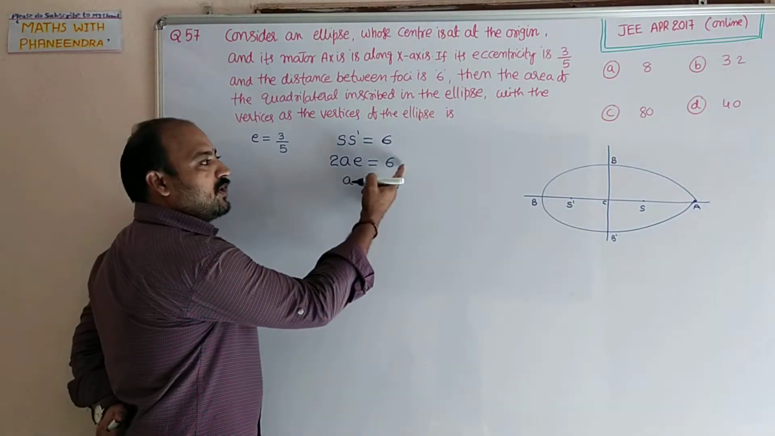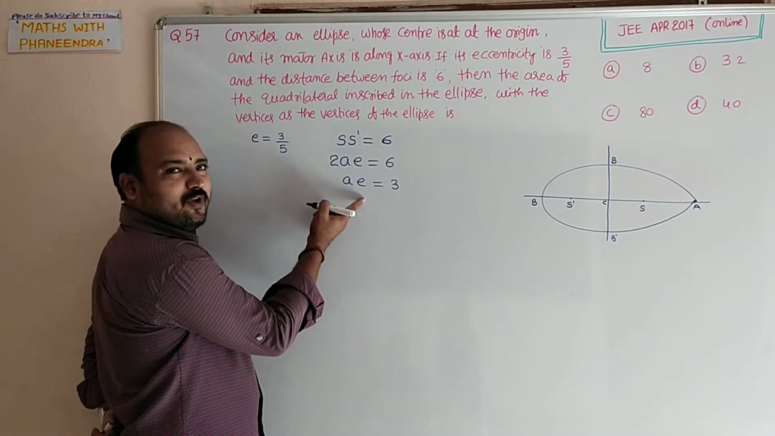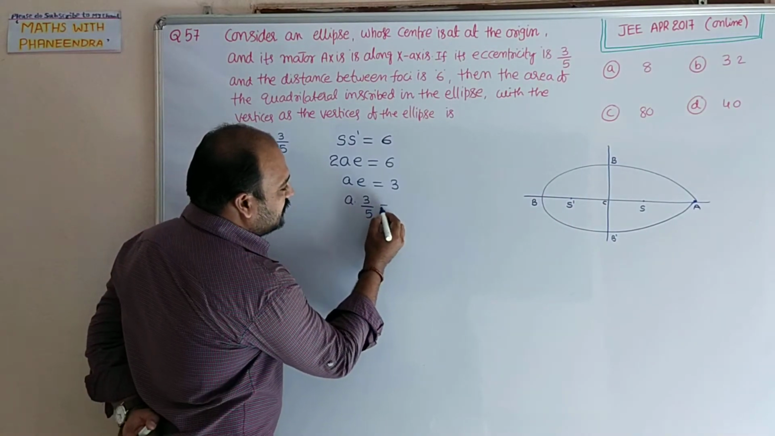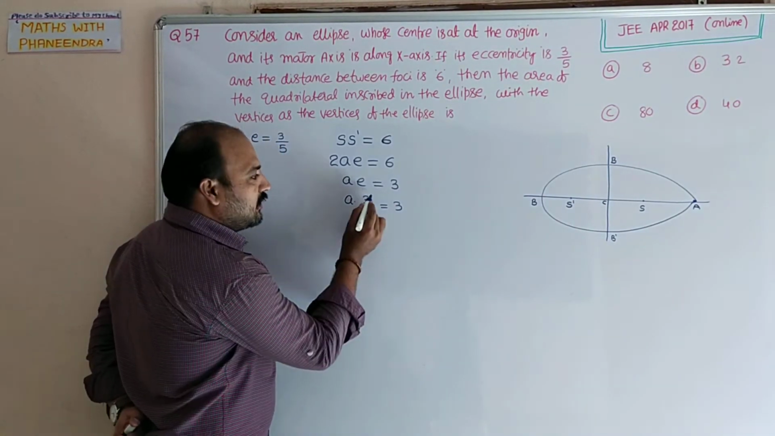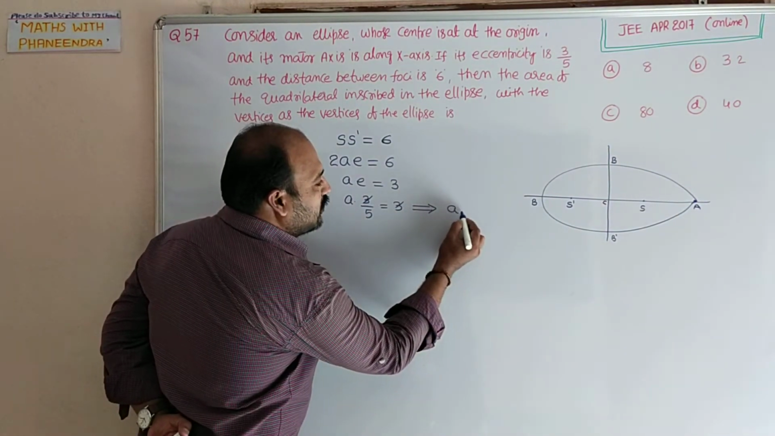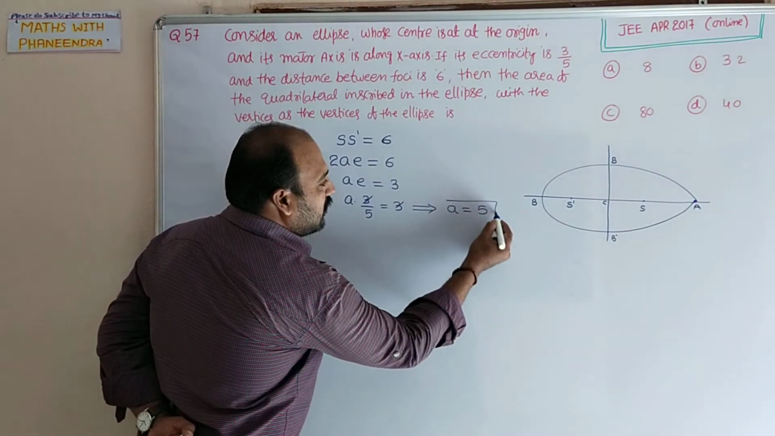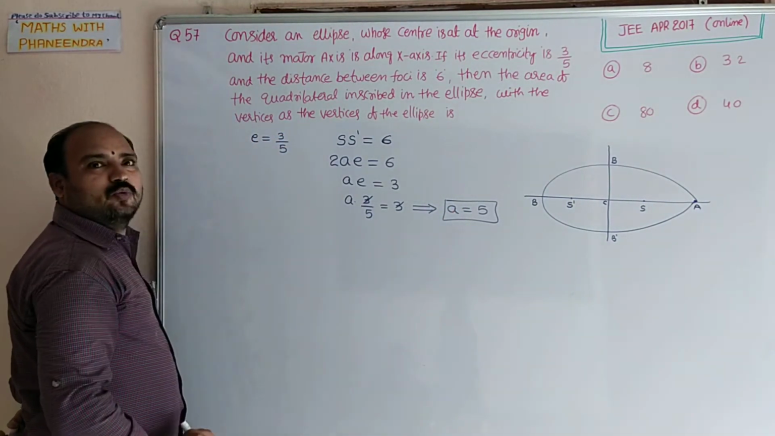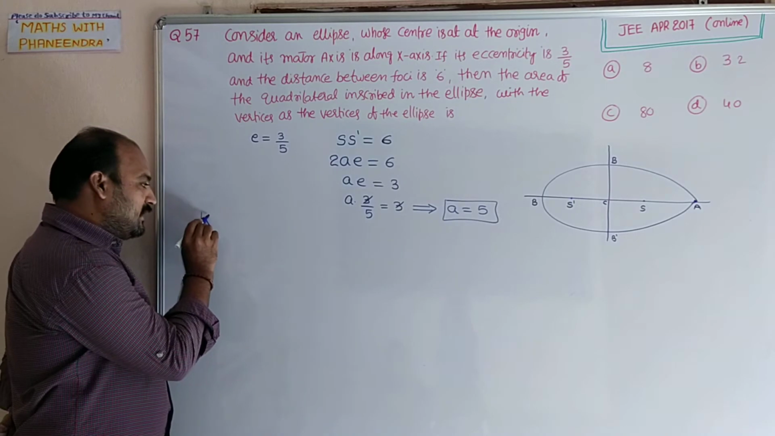Again, since e is equal to 3 by 5, a into 3 by 5 is equal to 3. 3 gets cancelled, cross multiply. That implies a is equal to 5. We know the value of a, and the value of e also. Then we have b square.